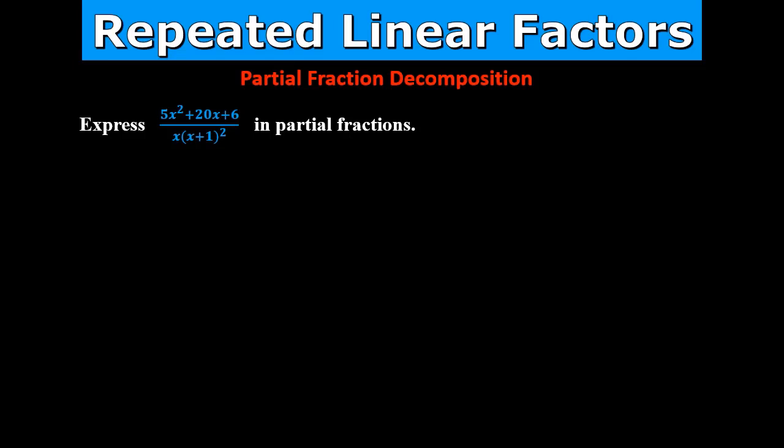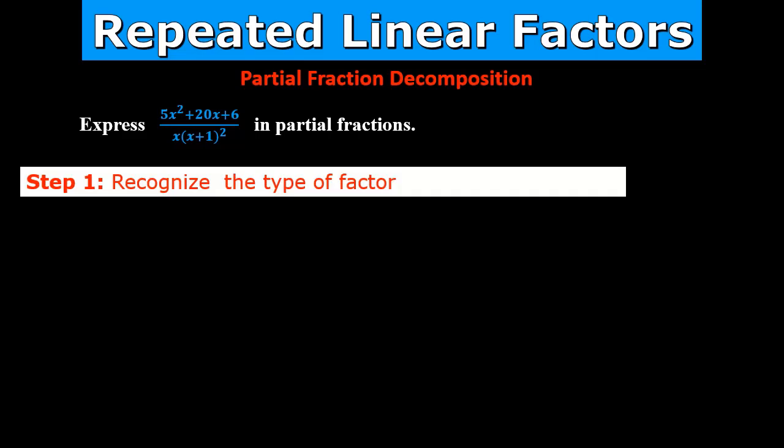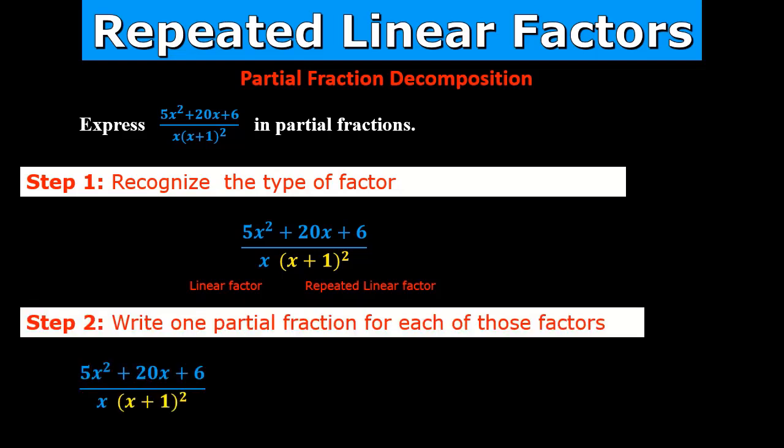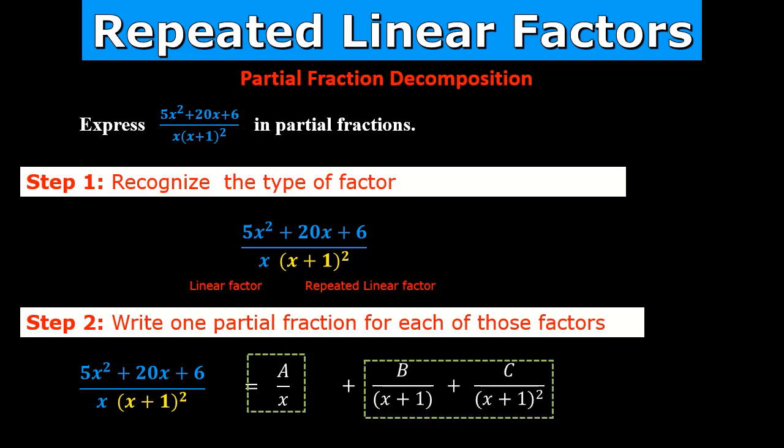We proceed to the repeated linear factors example. We are going to convert this single fraction into partial form. First of all, we recognize the type of factors. We notice that we have a linear factor of x and a repeated linear factor of (x + 1)². After that, we write the partial form. For the linear factor, I have A/x, and for the repeated linear factor, since it is repeated two times, I have B/(x + 1) + C/(x + 1)².